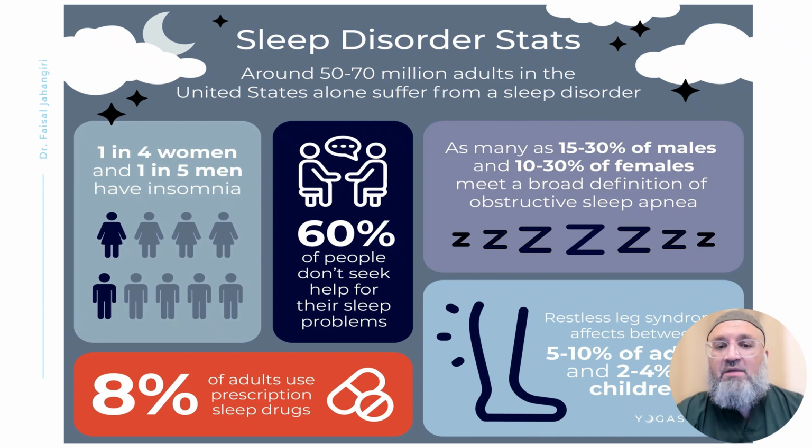And also as many as 15 to 30% of males and 10 to 30% of females meet a broad definition of obstructive sleep apnea, or OSA. 80% of adults use prescription sleep drugs, and restless leg syndrome also affects 5 to 10% of adults and 2 to 4% of the children in the United States.